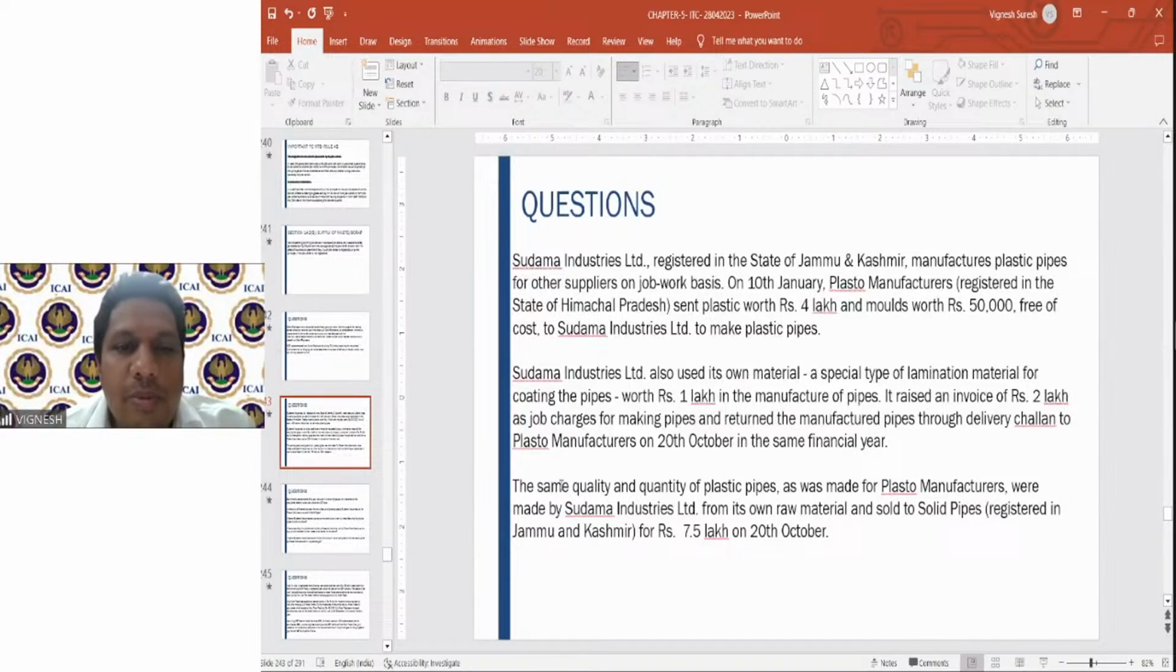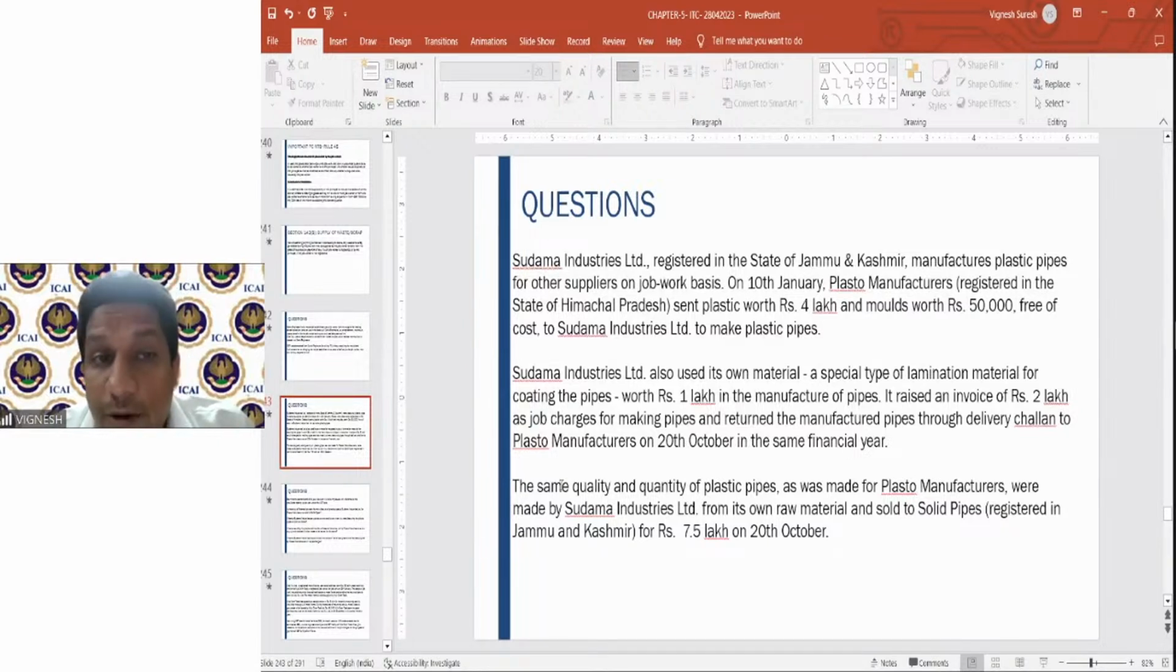Okay. Sudama Industries also uses its own material. There is no restriction. When we saw the job work provisions, it is very clearly mentioned that the job worker can also use his own material in the process of job work. It raised an invoice of 2 lakhs as job charges for making the pipes and returned the manufactured pipes by delivery challan on 20th October in the same financial year. So the pipes were returned within 1 year from the date of being sent.